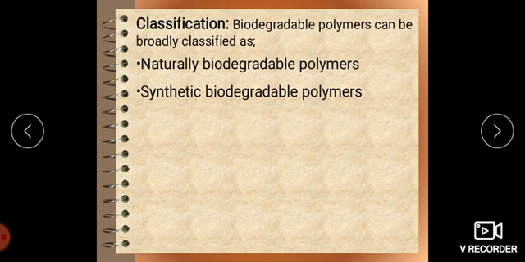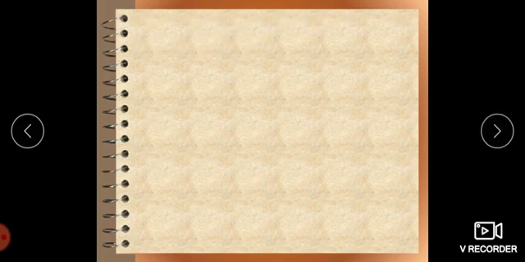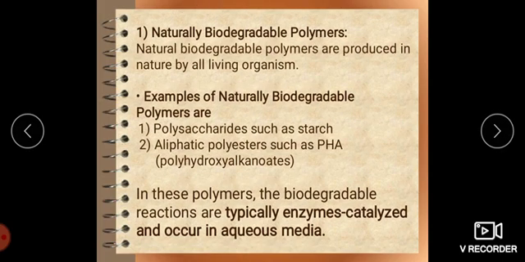Biodegradable polymers are classified into two categories. Number one, naturally biodegradable polymers, and number two, synthetic biodegradable polymers. Here, first of all, natural biodegradable polymers are produced in nature by all living organisms. Examples for this category.